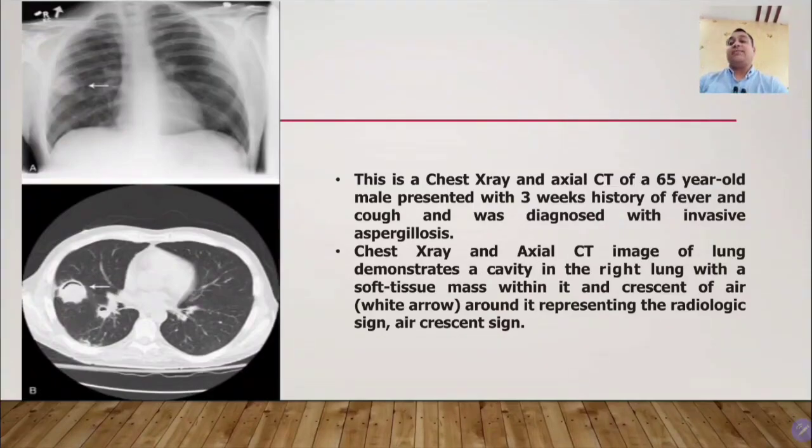So here is the cavity which is present here, which is filled with the soft tissue mass surrounded by a rim, or crescent, of air, which is called the air crescent sign.